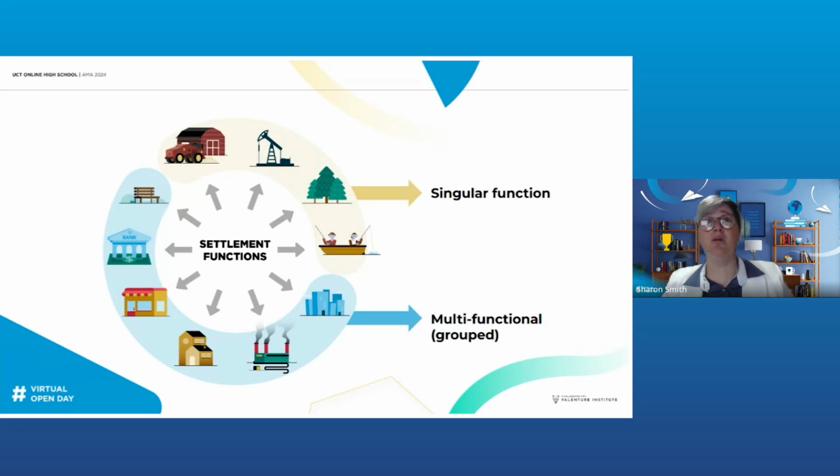Then we also get multifunctional, which will be way more urban areas. A multifunctional settlement can have any of the following in it: industrial zones, residential areas, commercial areas, services, and recreation. Here's the one thing that you must remember. A rural settlement or a singular functional settlement can also have some of these services, but they're not going to have as many.